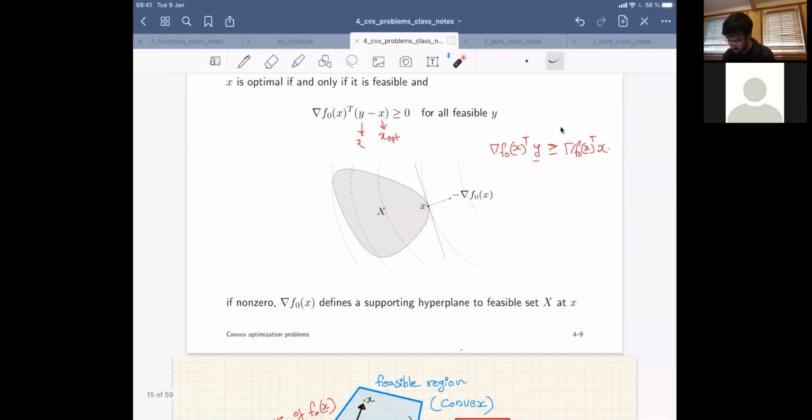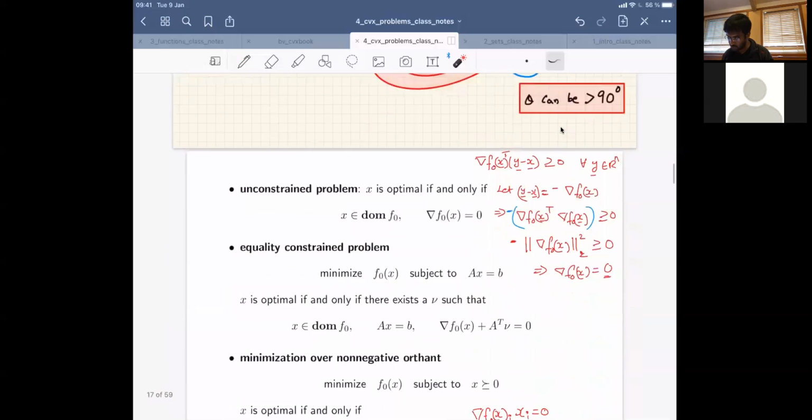Or in other words, you can say that this gradient evaluated at the optimal point defines a supporting hyperplane. We learned what a supporting hyperplane is. It is just like touching that stone. So this point defines a supporting hyperplane. Yeah, so let's move on.